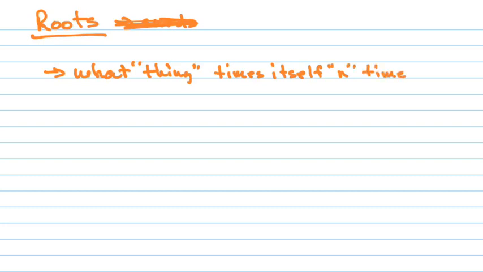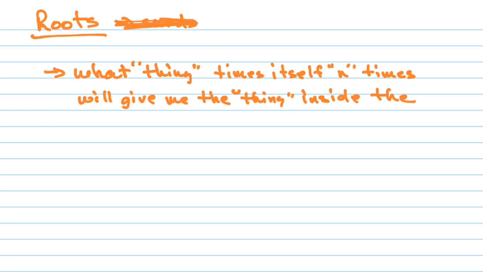So what we're talking about when we're talking about a root is literally what thing, and you can't say number because remember we're talking about algebra, right? What thing times itself n times, now just write it down and I'll explain it. N times will give me the thing inside the radical. And don't worry about the word. I'm about to define the word and show you what it means. It's just a picture. The radical.